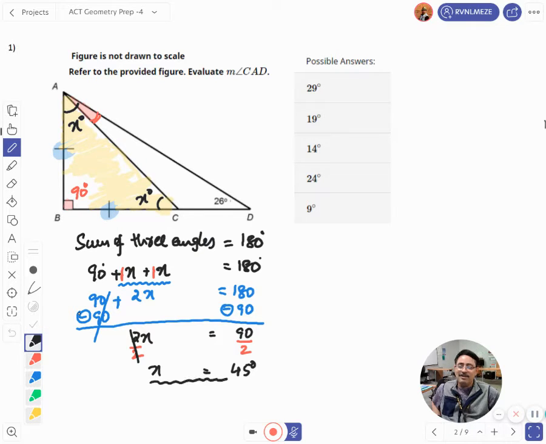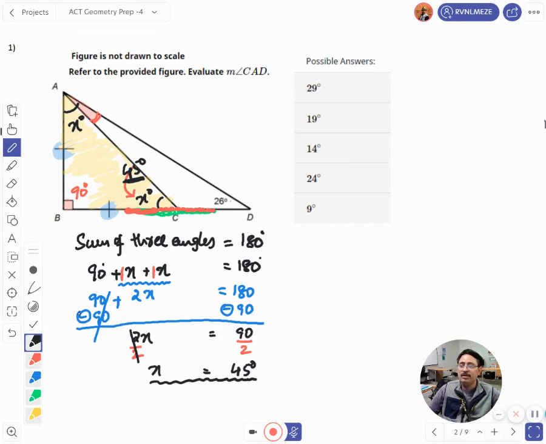But this is not the end of the story, because we found the value of x but not the value of angle CAD. Okay? Once again, we know that straight line makes 180 degrees. Therefore, I found the value of x here, and I know that this is a straight line. This is a straight line. So what is the value of x here? I got 45 degrees. So this part is 45 degrees.